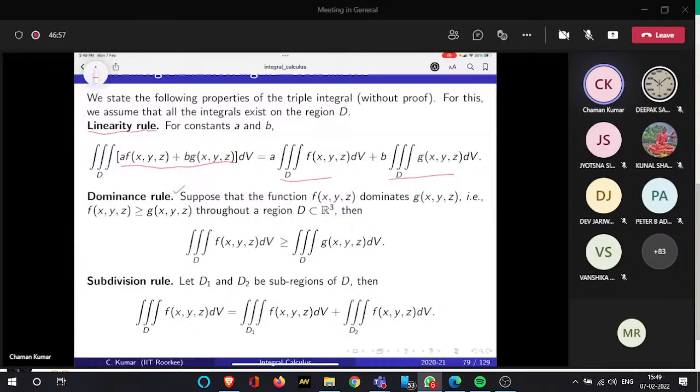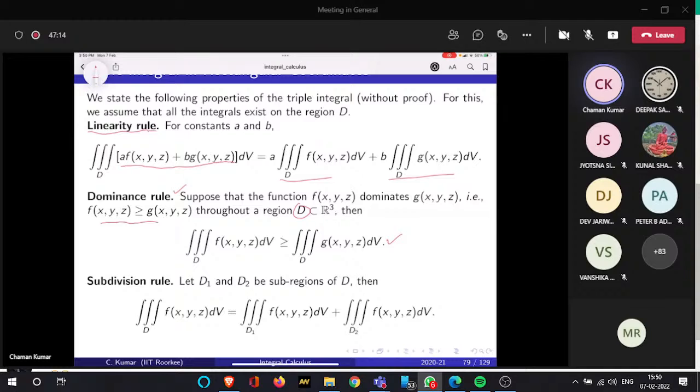And then you have the dominance rule, which says that if f is greater than or equal to g throughout the region D, then the triple integral of f will be greater than or equal to the triple integral of g.